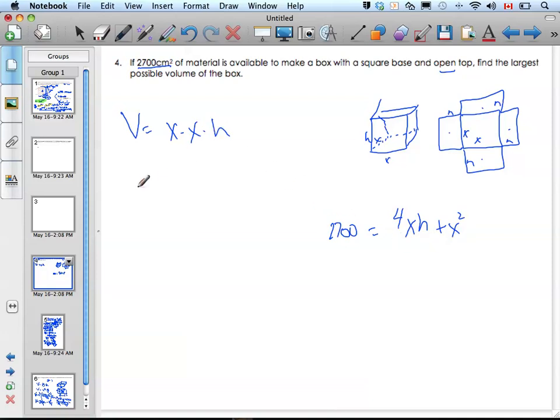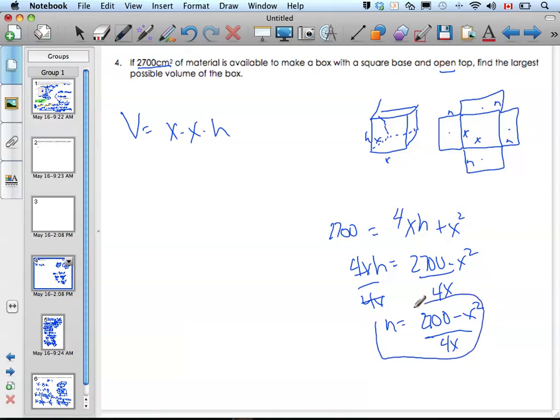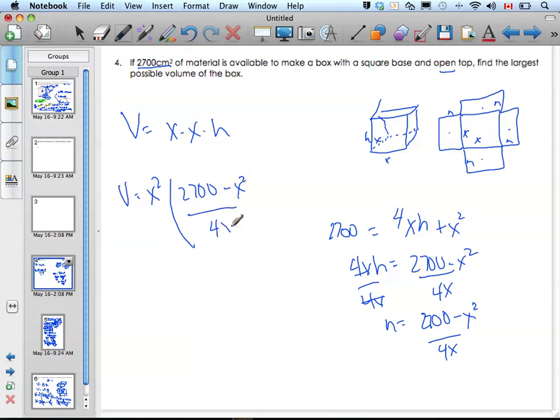And so I have an equation with two variables. I can substitute it in. If I solve for h here, I'll subtract x squared from both sides of the equation. So 4xh is equal to 2,700 minus x squared, and then divide by 4x on both sides. And I know that h is 2,700 minus x squared over 4x. I'm going to take this equation and plug it in there. That's the key. So now the volume is going to be x squared, and h is simply 2,700 minus x squared over 4x.